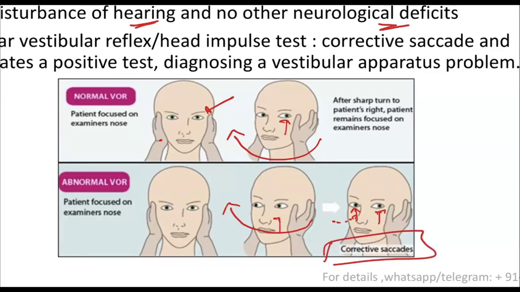This is known as corrective saccade. Corrective saccade is seen only in vestibular neuritis. It is highly specific for vestibular neuritis. It is not seen in central vertigo at all. So it is vestibular neuritis if the head impulse test shows corrective saccade, or in simple terms, if it is positive.